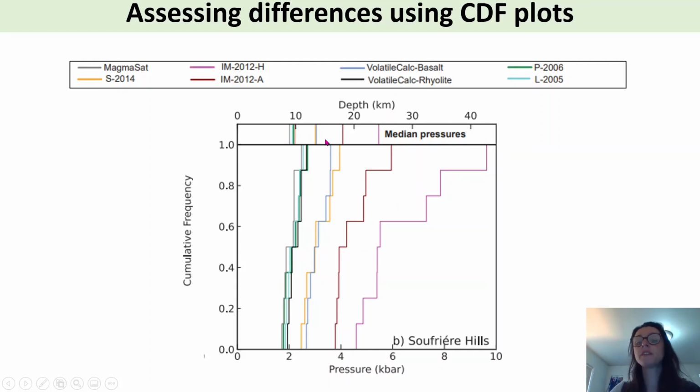So say you end up with a result like this for your suite of melt inclusions. Obviously this is not ideal, that you can get pressures ranging from 2 to about 5 kilobars, or 10 to 25 kilometers, just based on your choice of model. So at this point you're going to want to start looking into why these models are giving different results and which models are most suitable for your situation.